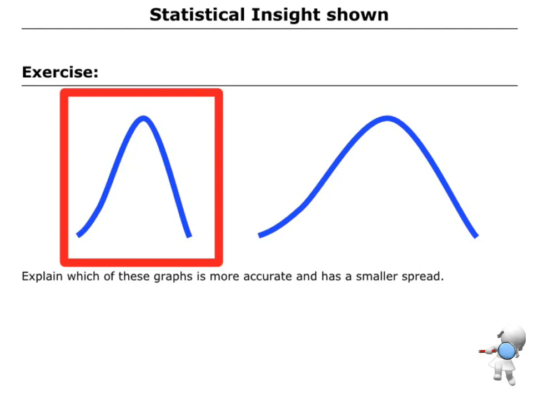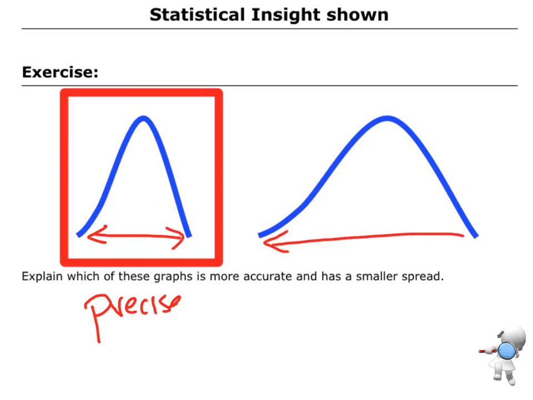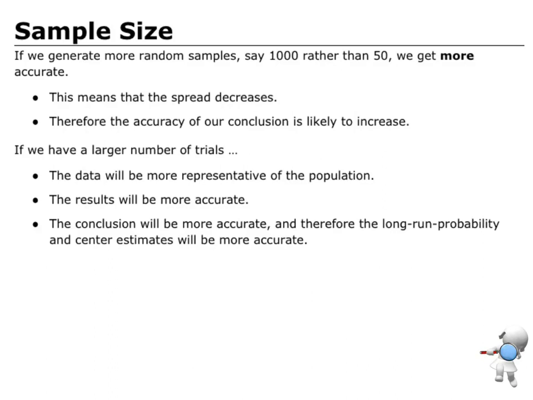The data in this one is much more precise because the spread of the data is a lot narrower than the spread on the other one. And that's always what we're aiming for. We want to get as accurate or precise an estimate as we can. So how do we do that? Well, one of the ways that we do that is by looking at the sample size.